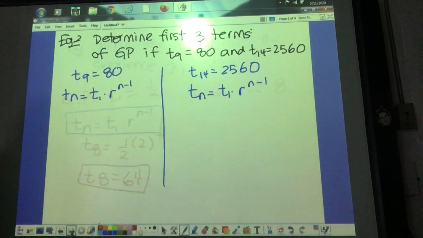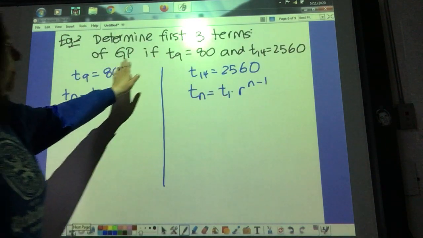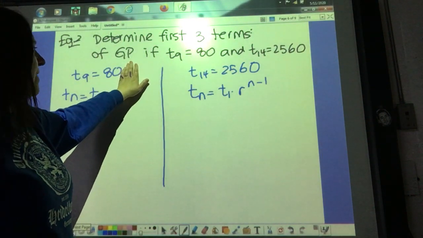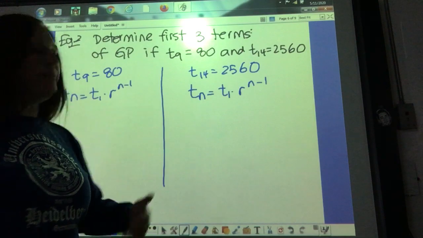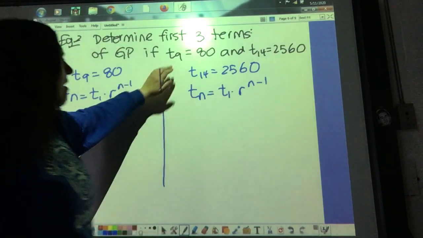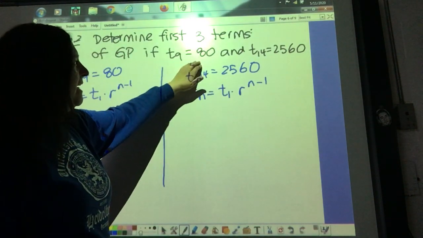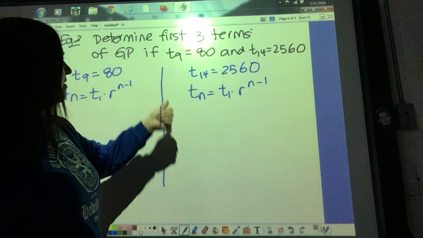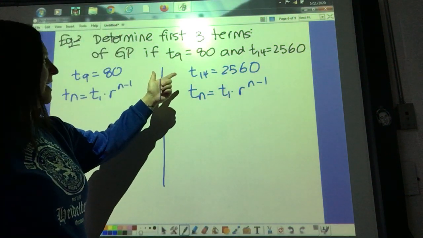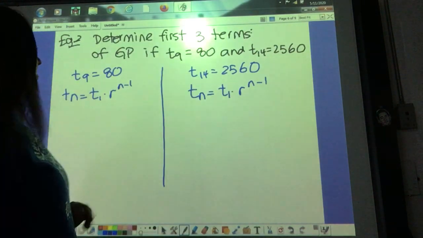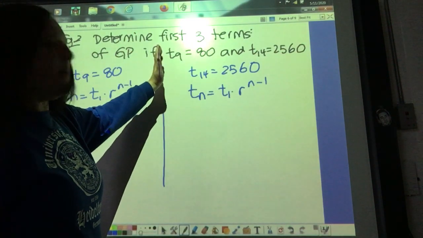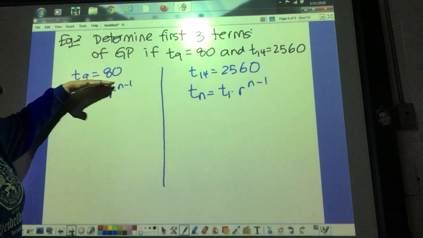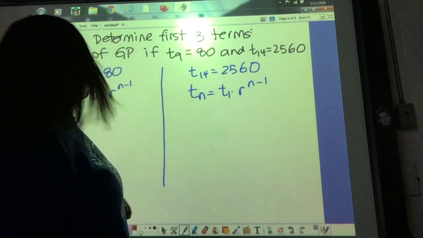Okay, then our next and final example: determine the first 3 terms of the GP, geometric sequence or progression. It's kind of like that last example we did when we looked at arithmetic sequences. All they give us is that the 9th term is 80 and the 14th term is 2,560. They don't give us the r value, they don't give us T1, and that's what we're used to getting. So it's the same as that last example we did a couple lessons ago. I'm splitting it into 2. I'll do one formula for the 9th term and another formula for the 14th.